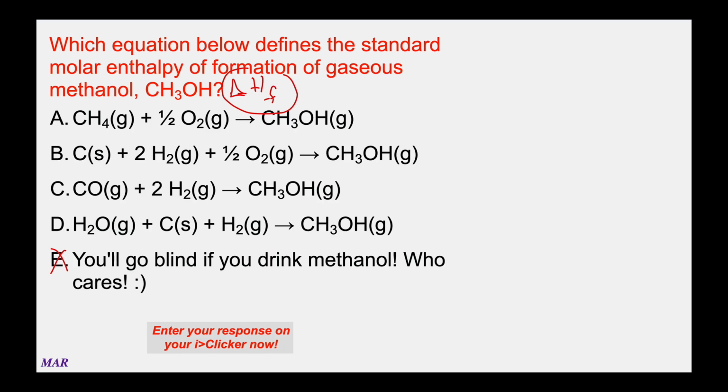You can only have 1 mole of product, all right? And if you look at A, B, C, and D, all of these have just 1 mole. If you had, for example, like a 2 right there, then you wouldn't want to use that, all right? It has to be 1 mole of product. But the other thing that's important here is all reactants must be elements in their standard states.